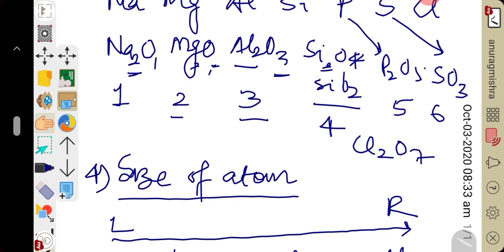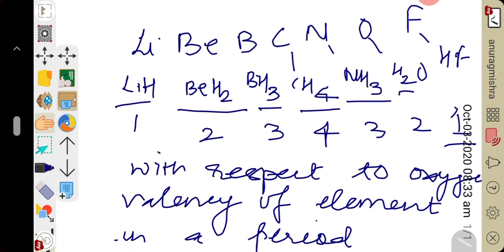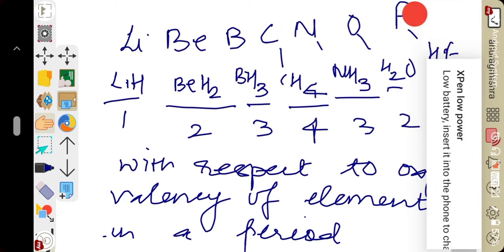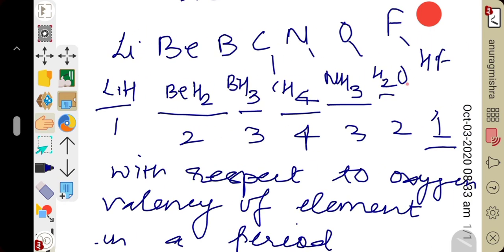We can see the example of the second period. I have written here the second period elements: lithium, beryllium, boron, carbon, nitrogen, oxygen, fluorine. If we talk about metallic character, you can see lithium is metal, beryllium is metal, boron is metalloid, carbon is, we all know, non-metal, nitrogen is non-metal, oxygen is non-metal, fluorine is non-metal. So you can see how it is changing from metallic to non-metallic character.